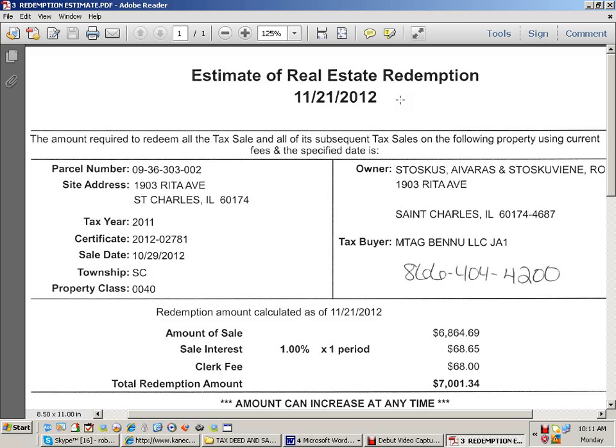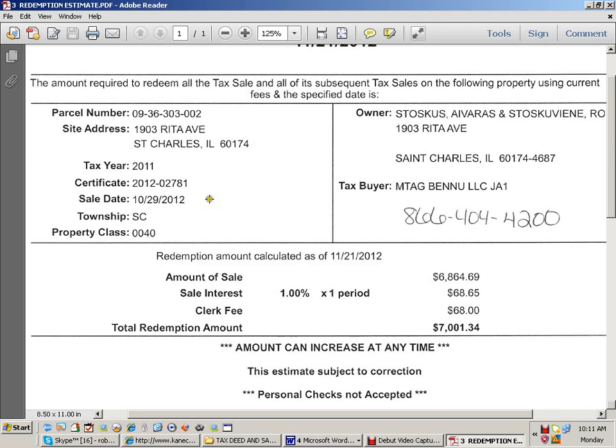So the treasurer told you that you needed to go to the county clerk, to the tax window, and your husband went there and he got this estimate of real estate redemption. Right. And it had on here the parcel number. Now this has got the site address, not your mailing address. The tax year and a certificate that was generated, looks like 2012 02781. Had the sales date, the township, property class, yada yada yada. And it says the tax buyer was MTAG, whoever that is. Yeah, it's from Louisiana. They got their phone number on there. Okay. So I had a certificate number, beautiful.